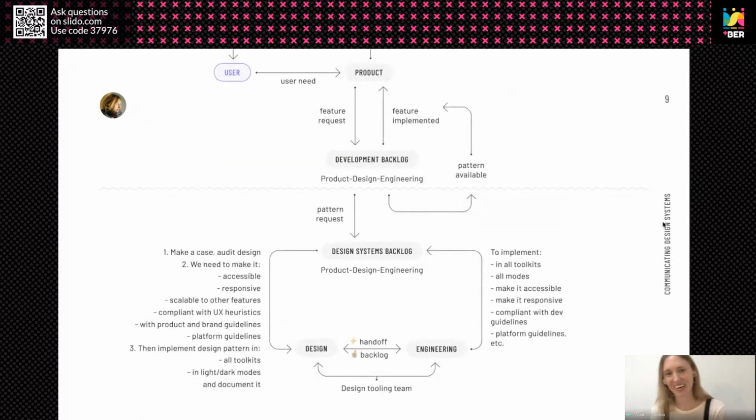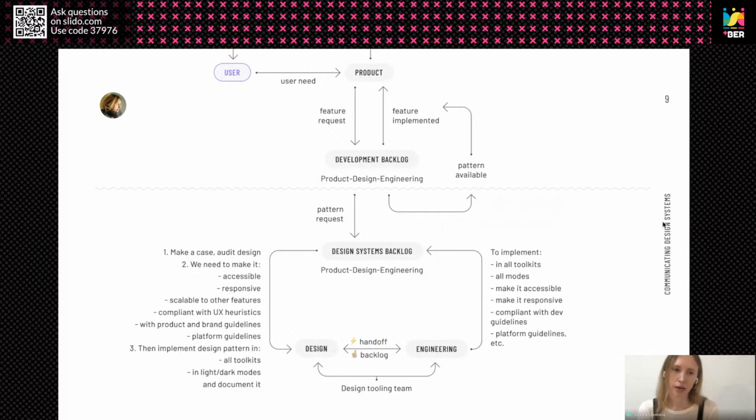This is how our process looks right now. Or at least it's an abstraction of a process, so you might not adhere to the same rules. But it will look a lot like this if you have design systems. So when the feature goes into a backlog and design realizes that there is no pattern available for their needs, they will try to ask our design systems team for a pattern. So it goes into a design systems backlog.